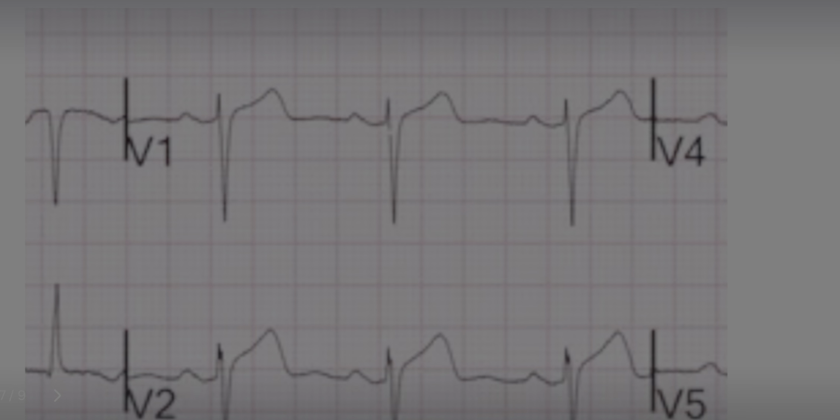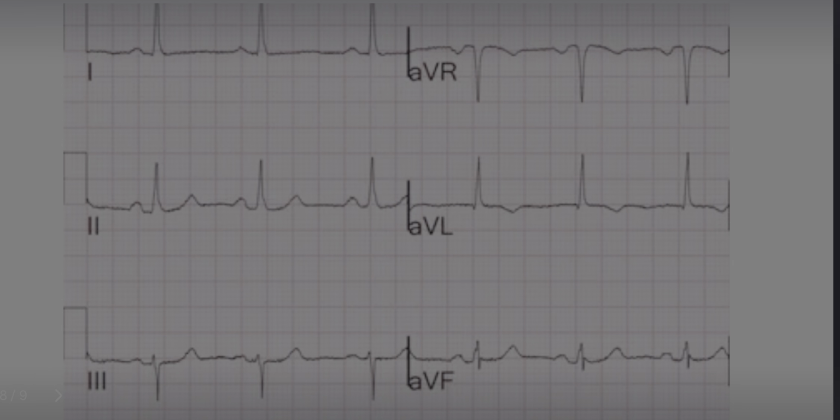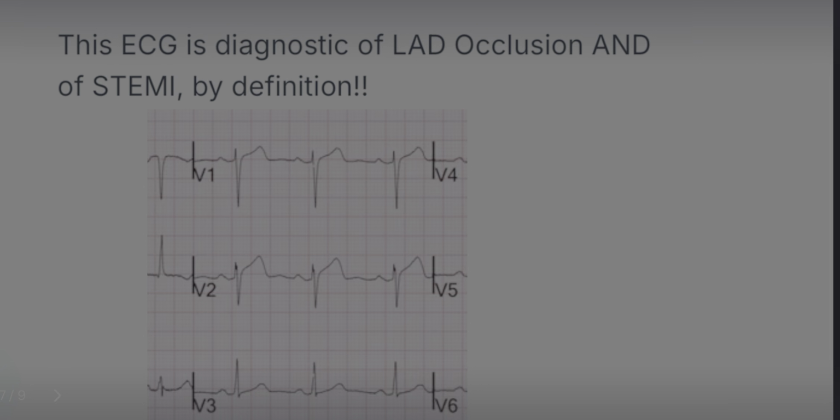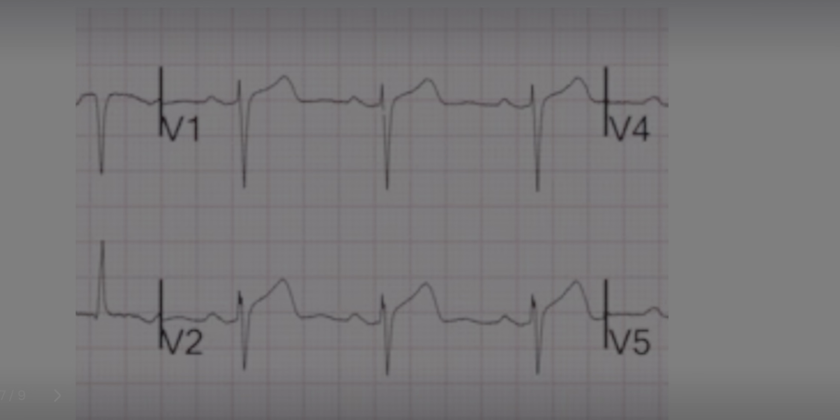So we can appreciate the 1 mm ST elevation in lead V1 and the 1.5 mm ST elevation in lead V2. And the hyperacute T waves we can also identify in this ECG. These are hyperacute T waves.